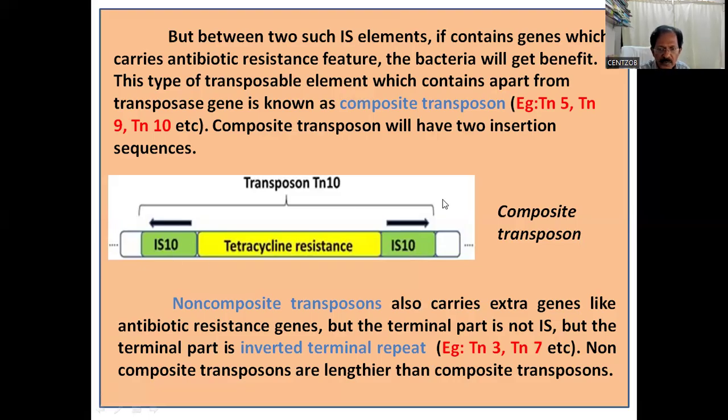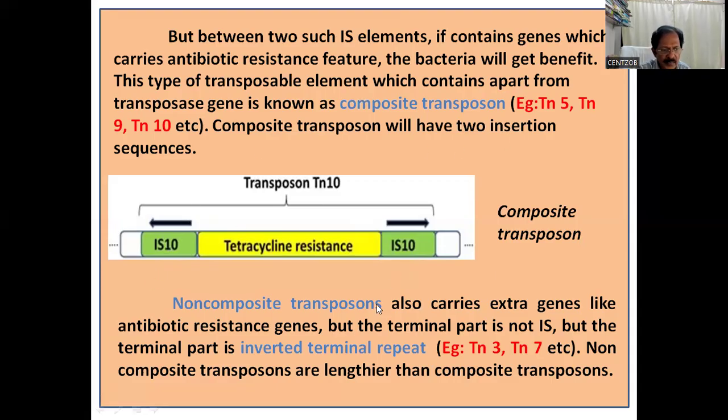So in a composite transposon, once again, I tell you, unlike the IS element, which is simplest, here there is an antibiotic resistant gene. And moreover, two IS elements, one on either side, can be seen. Very important, the composite transposon will have two insertion sequences.